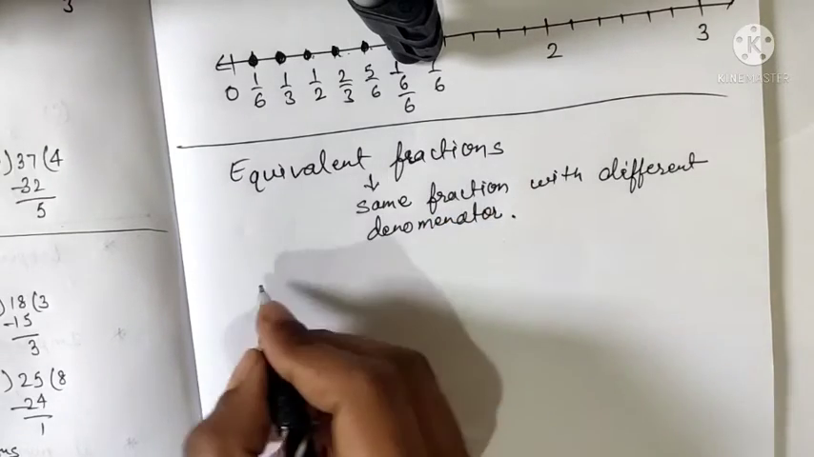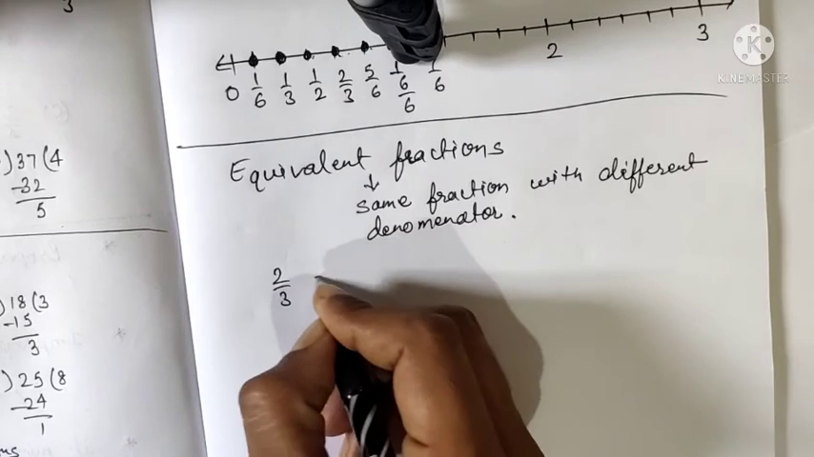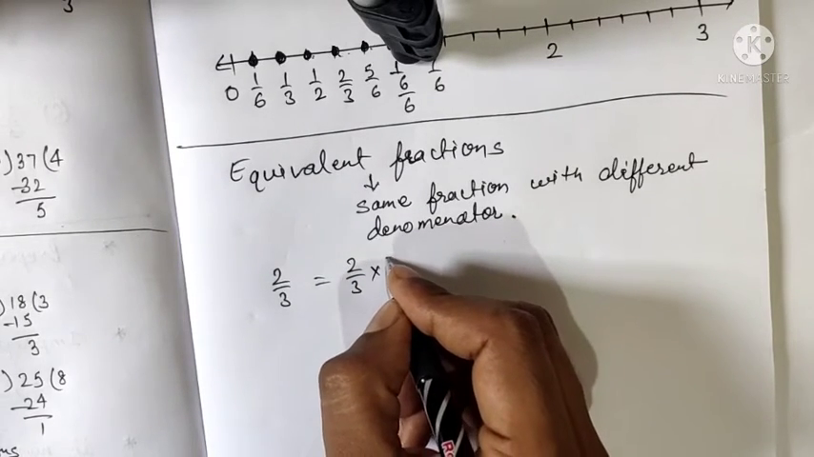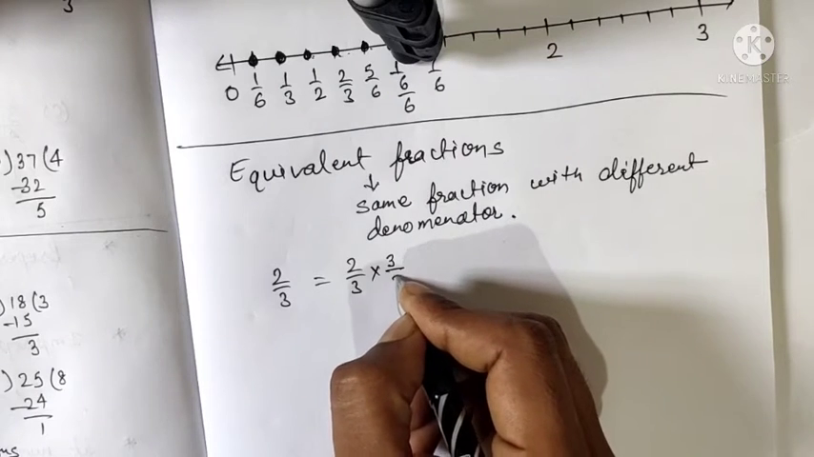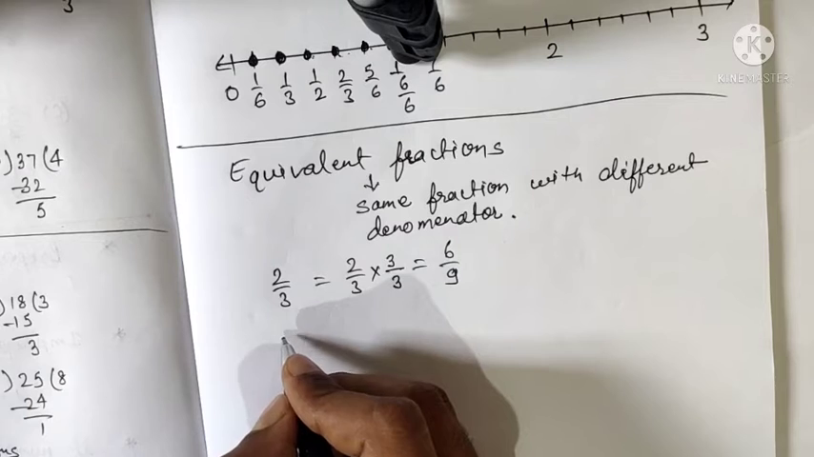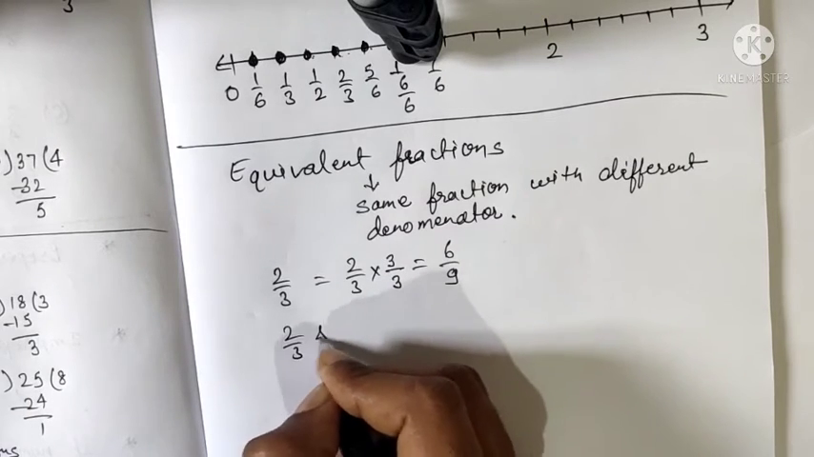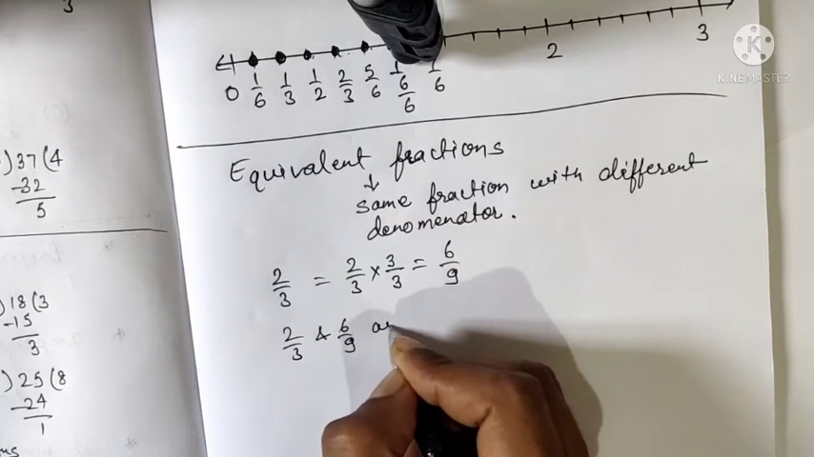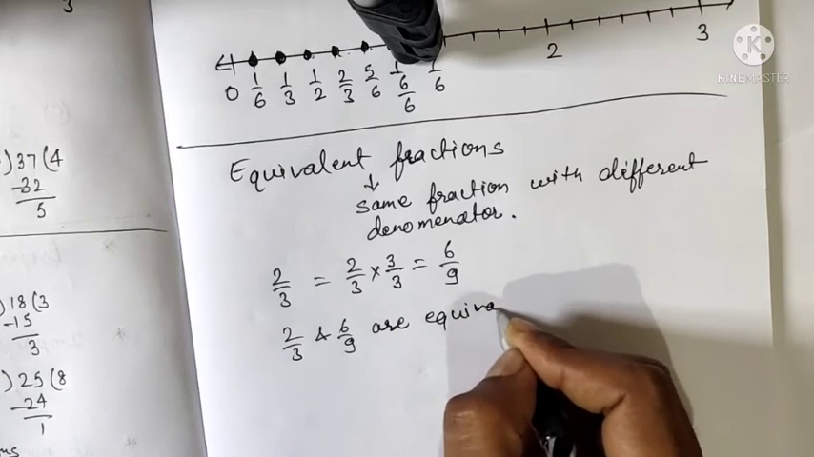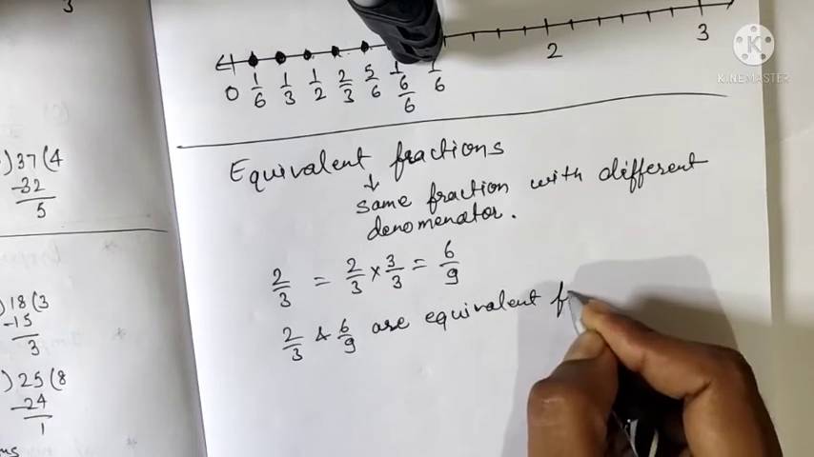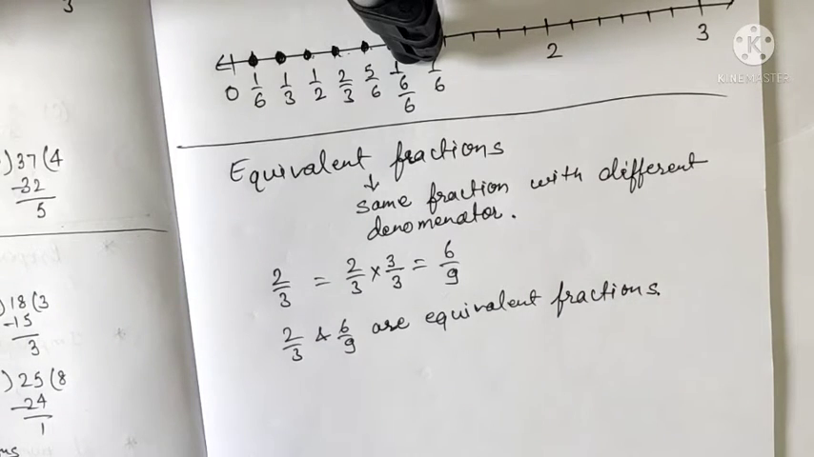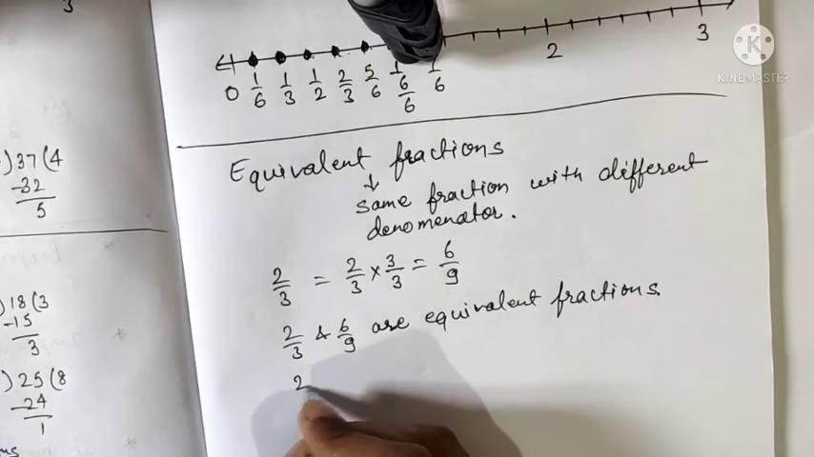For example, if it is written 2 by 3, then it will be 2 by 3 into 3 by 3, is equal to 6 by 9. That implies 2 by 3 is equal to 6 by 9. This means 2 by 3 and 6 by 9 are equivalent fractions, and we can write it as 2 by 3 is equal to 6 by 9. Simple.